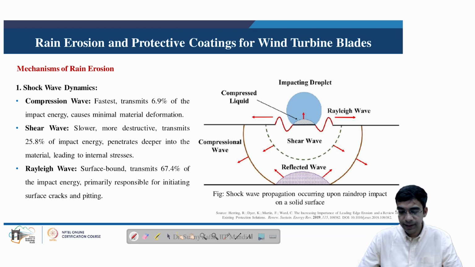So here we can see the schematic of shock wave propagation which occurs upon impact of a rain droplet on a solid surface. We can see how the compression of the liquid rain droplet leads to generation of the Rayleigh wave, shear wave, compressional wave, and the reflected wave, which is of course generated from the other end of the solid part.